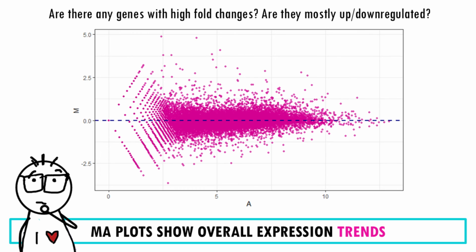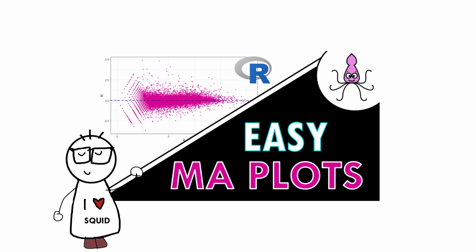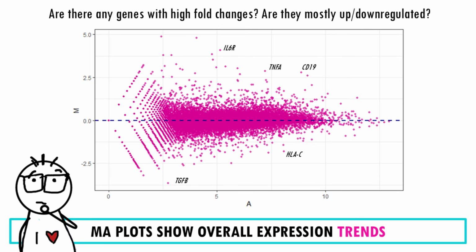Of course, MA plots are also great to spot interesting genes that are very different between conditions and are also very highly expressed. You can add the gene annotation to your plot as well, which we will learn how to do in the next video following an R tutorial, and this can already help you spot some interesting genes.